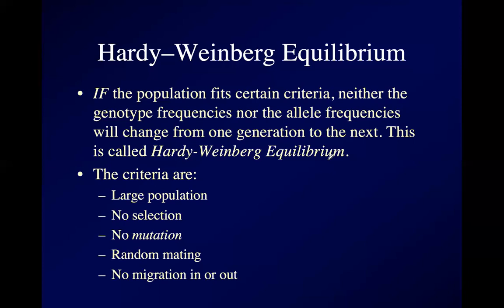The fourth criterion is that mating has to be random. And I should mention that when I say random mating, I'm not talking about some frat party mixer gone horribly wrong or anything like that.